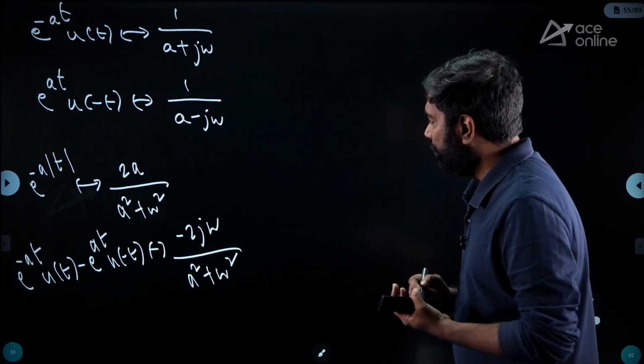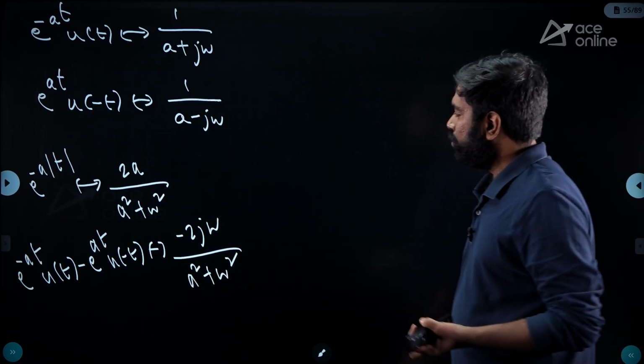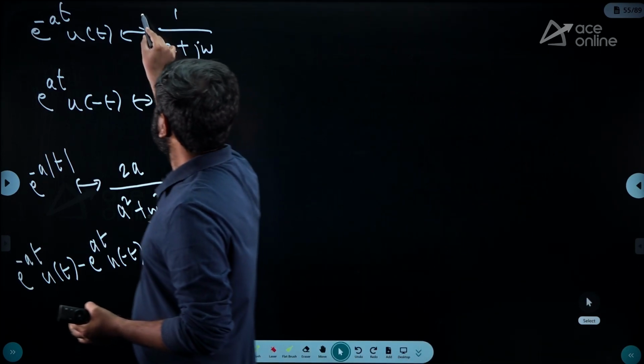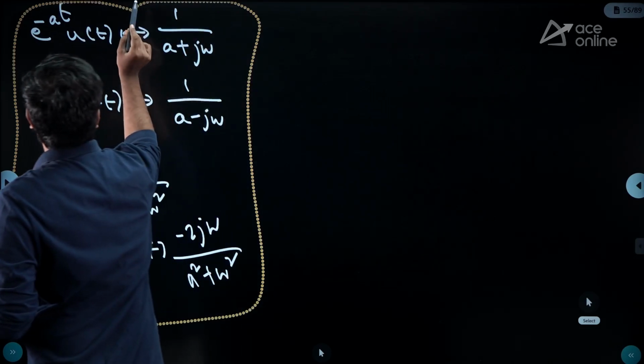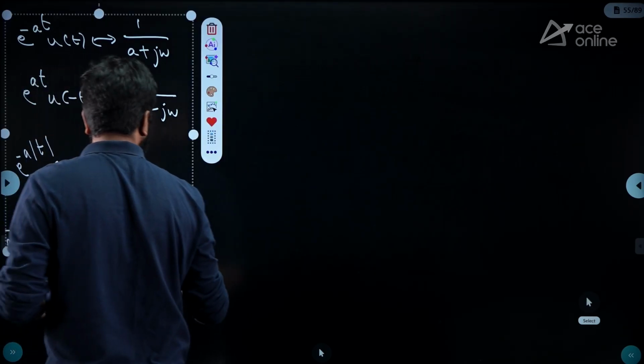I also don't remember it. I just subtracted this and then simplified. I got minus 2j omega by a square plus omega square as the answer. This is one set that you have to remember. There are many such things which I will give you one by one.